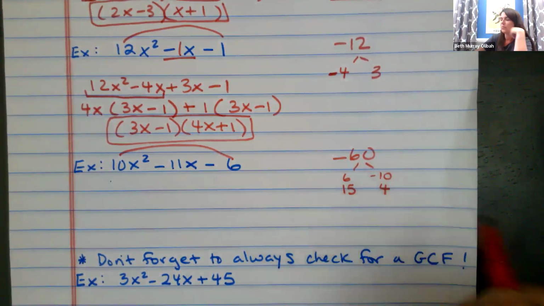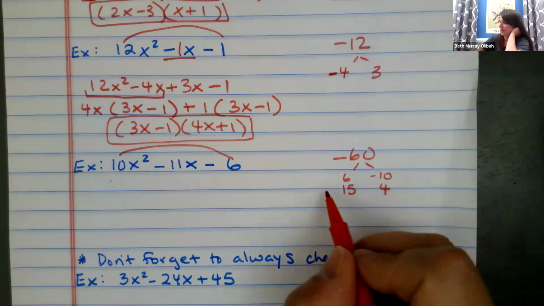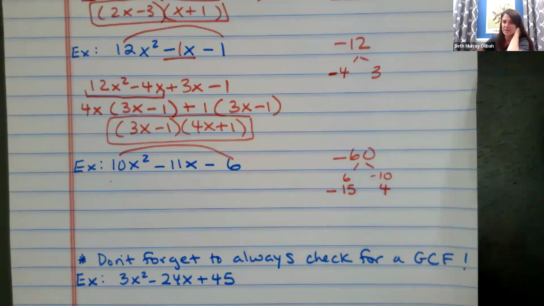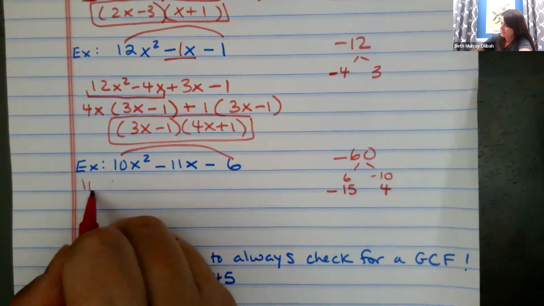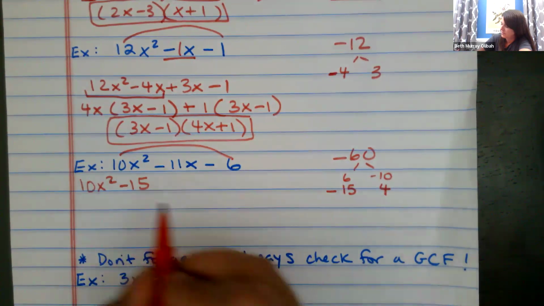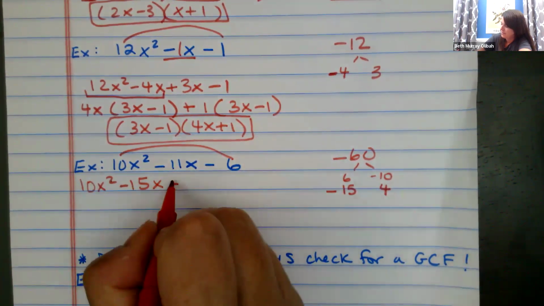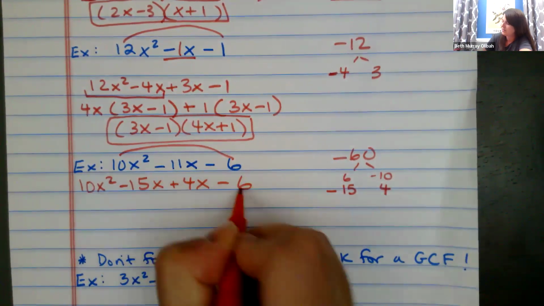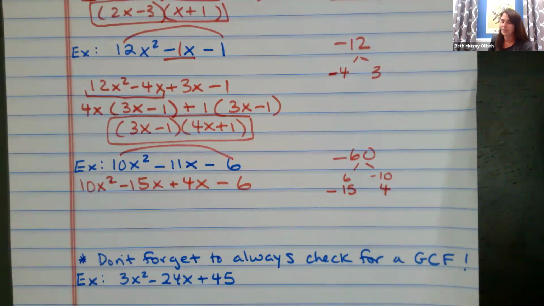15 times 4 would do it if the 15 was the negative. 10x squared, I rewrite the 11x with the 15 and the 4. Make sure your signs are correct. And then I factor with grouping.